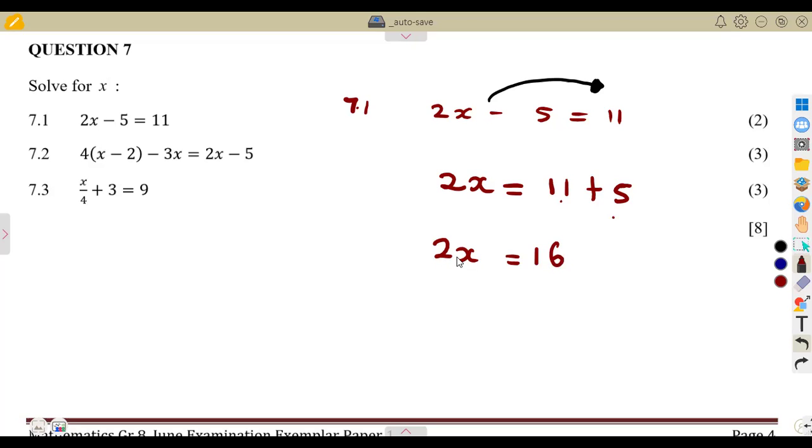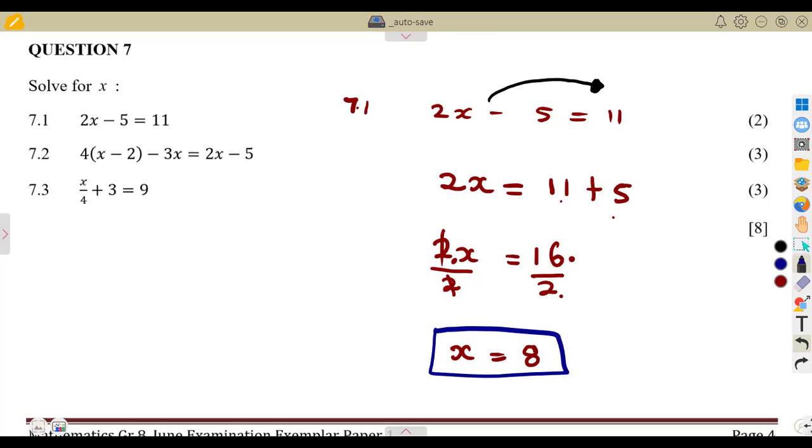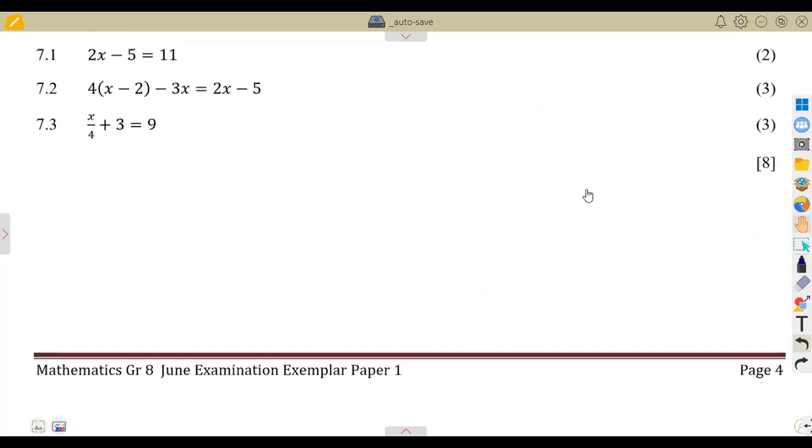This is 2 times x. So how do I remove this times? I divide. The opposite of multiply is to divide. The moment you divide, you are removing the 2 from x. So 16 divided by 2 gives us 8. So x is equal to 8. That is the x which satisfies this equation. If you substitute 8 here, 2 times 8 is 16, minus 5, that's 11. 11 is equal to 11. That is to mean truly our x is 8.